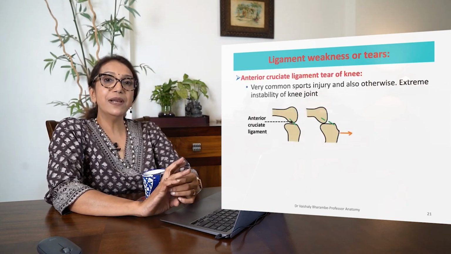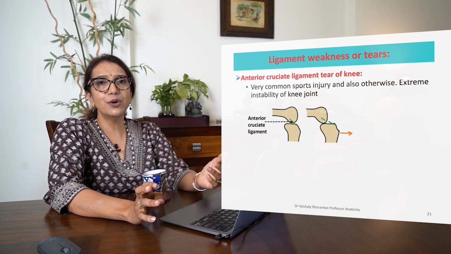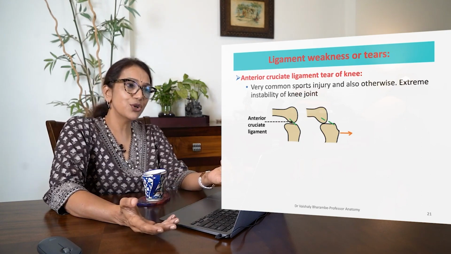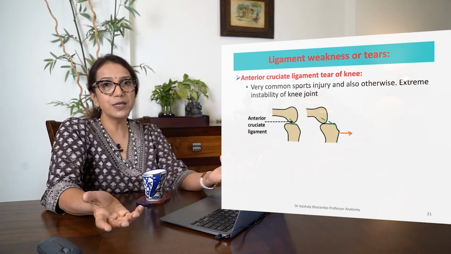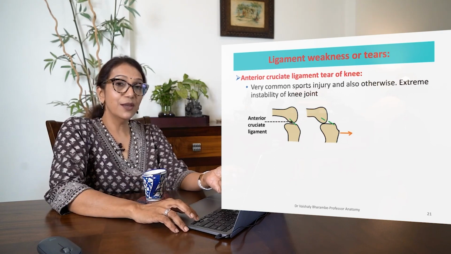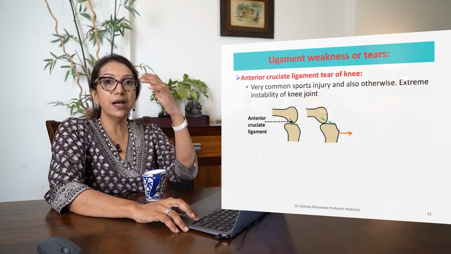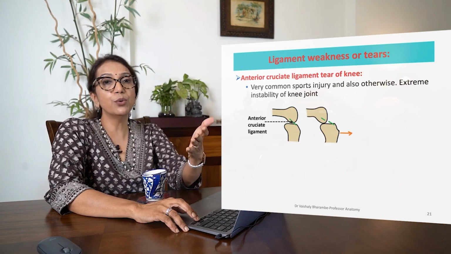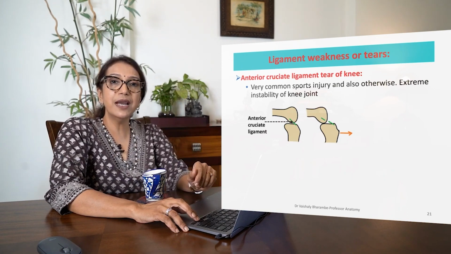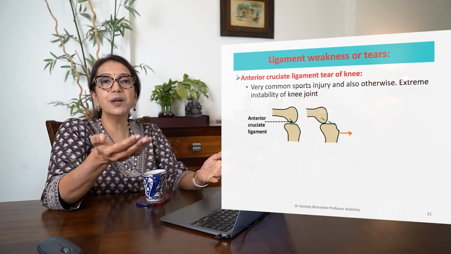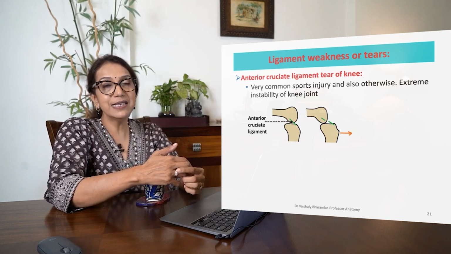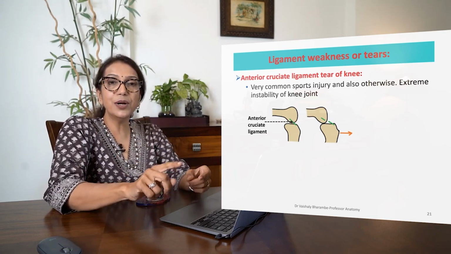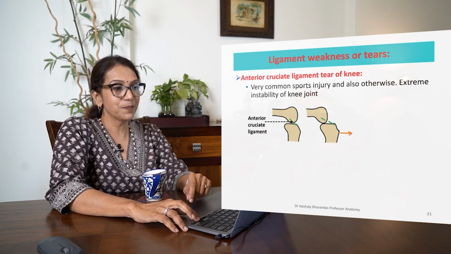Right. Job of ligaments. All of you must have heard of ACL tear, anterior cruciate ligament tear. Very common sports injury. And your friends will tell you, the day my ACL tore, I couldn't stand. Why couldn't you stand? Because stability of the knee joint depends upon this ligament. These ligaments are important aspects of joint stability.